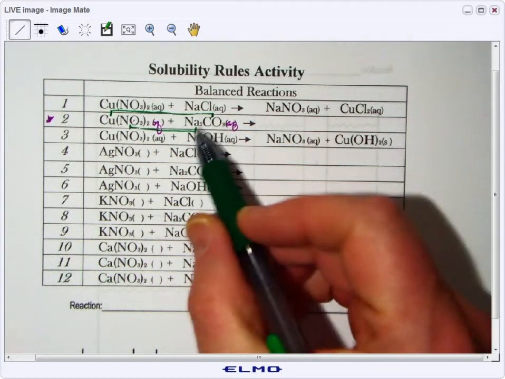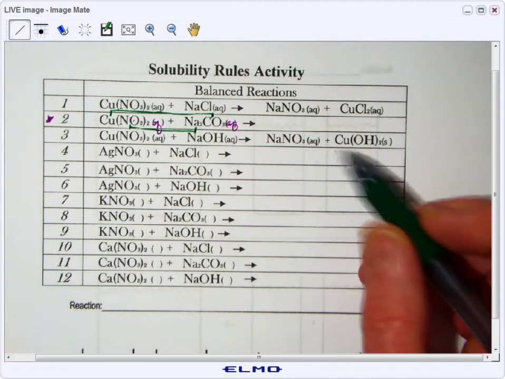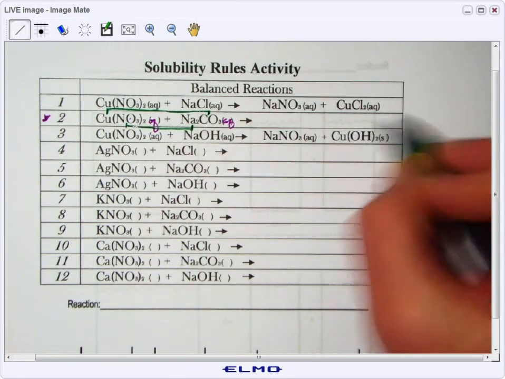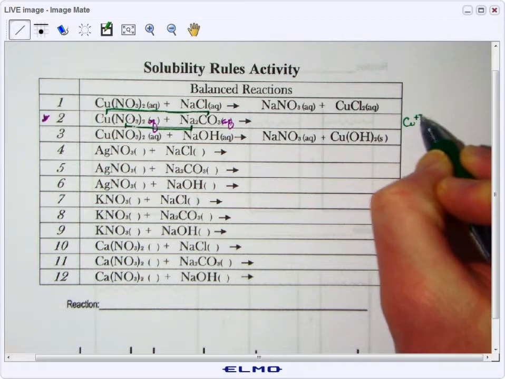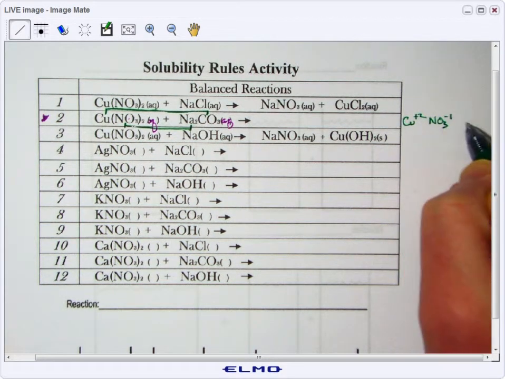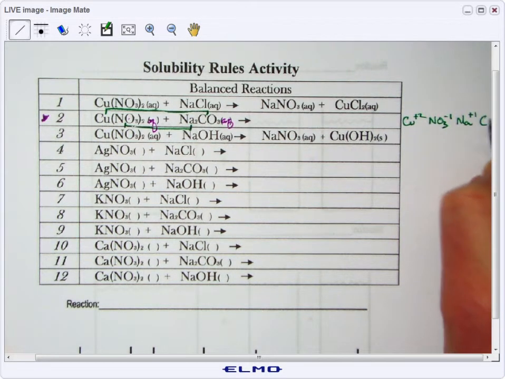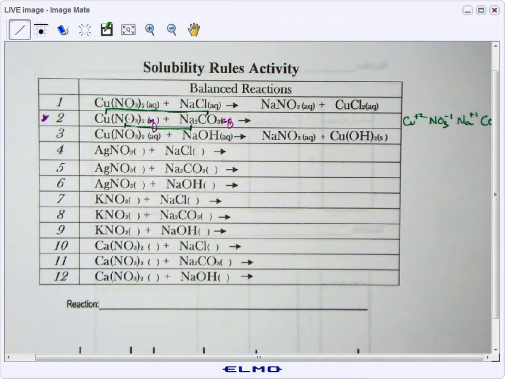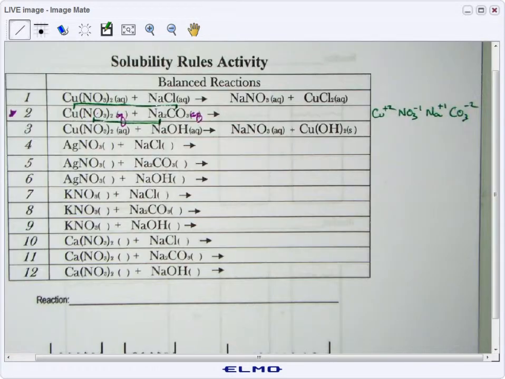So let's look at them. I'll tell you what the charges are on them. I'm not going to ask you to look all those up. Copper is a +2. Nitrate is a -1. Sodium is a +1. And carbonate is a -2. So you might need to know those later on when we make our little drawing. And we also need to know them when we combine them into the new compounds, like we used to do the little bowl of soup, right?